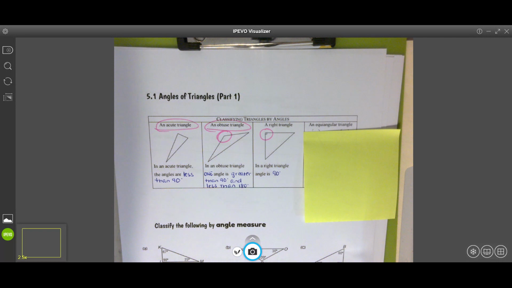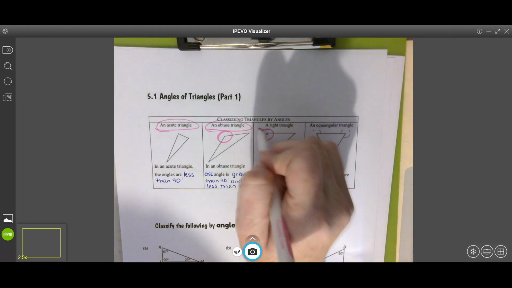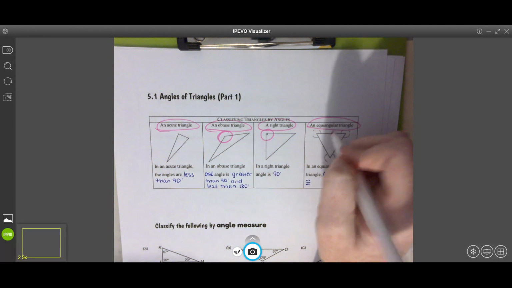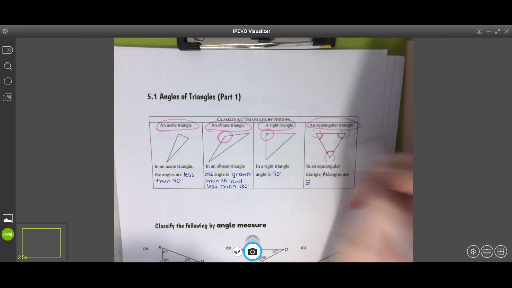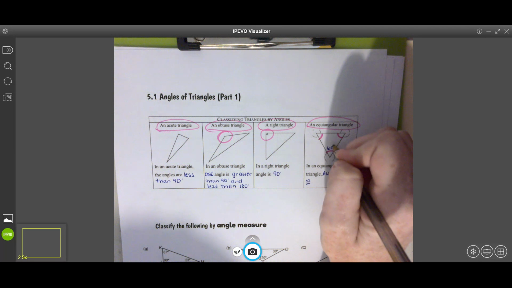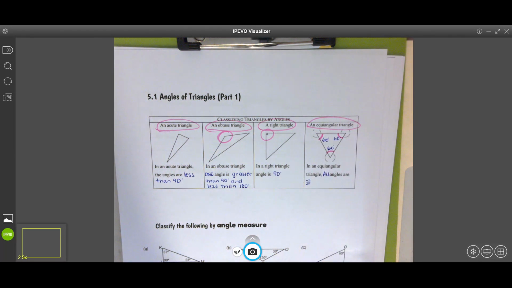And then last but not least, we have equiangular. So equiangular, in the title itself, equal. So it means that all 3 angles are congruent. And to show congruent, if you remember, we put our curve markings to show congruent. Each one of these angles here is 60 degrees. So in an equiangular triangle, every single time, all the angles are 60 degrees. All right, so let's look at our first 3 examples using these terms.